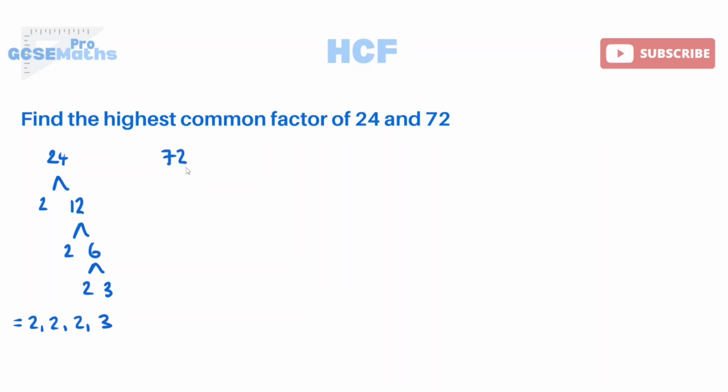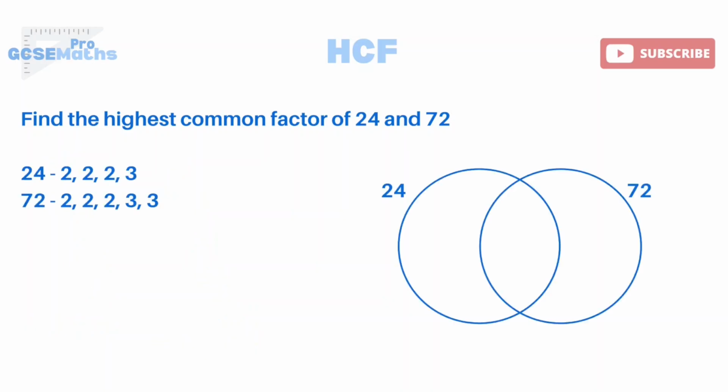Then I do the same for 72. So I'm going to stick with the 2s because they're even numbers to half them. 2 and 18, 2 and 9, and then 3 and 3. Okay, so 72 is 2, 2, 2, 3, 3. So I've listed it here. You can see I've got 24 breaks down into the prime factors of 2 times 2 times 2 times 3. 72 is 2 times 2 times 2 times 3 times 3.